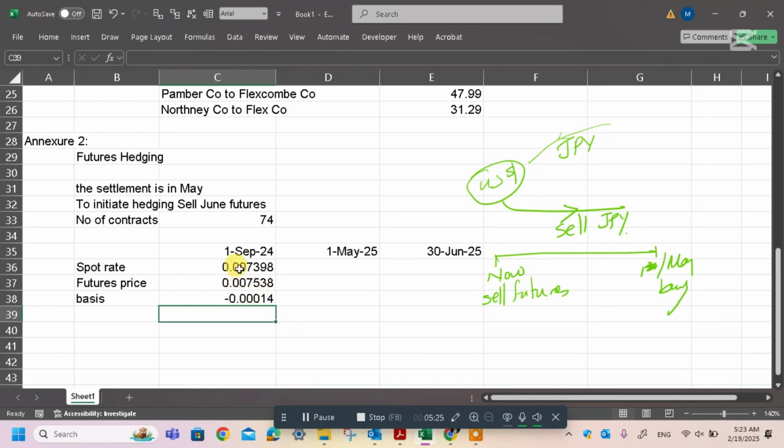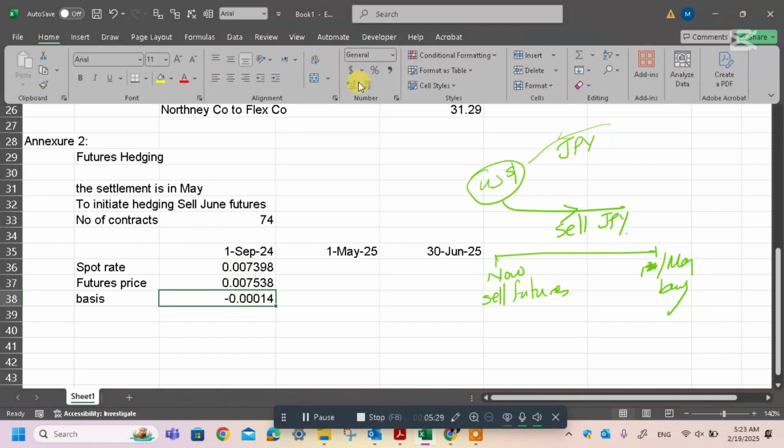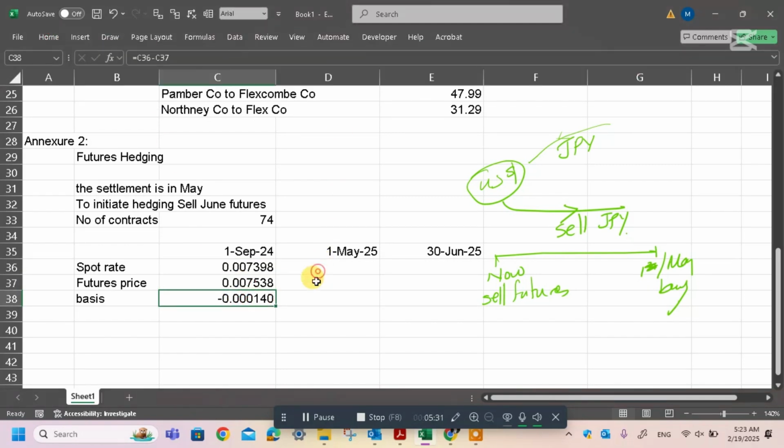They have given it in 6 decimals. Spot rate and this one are given in 6 decimals. So we can do the working in 6 decimals, not more than 6. On 30th of June is the maturity of this futures. Basis must be 0. Calculate the number of months from 1st of September to 30th of June. September, October, November, December: 4 months in 2024 and 6 months here. It's altogether 10 months.